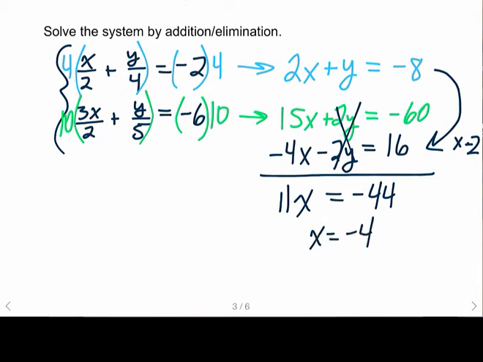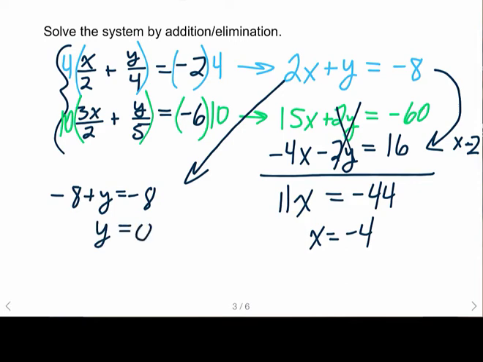And now I have x. I can put that into any equation here that has x and y in it. I'm going to go for the equation 2x plus y equals negative 8 because that'll give me y most directly. Substituting negative 4 for x will give me negative 8 plus y is equal to negative 8, which means that y is equal to 0. Tidying this up, we have that (x, y) is equal to (-4, 0).